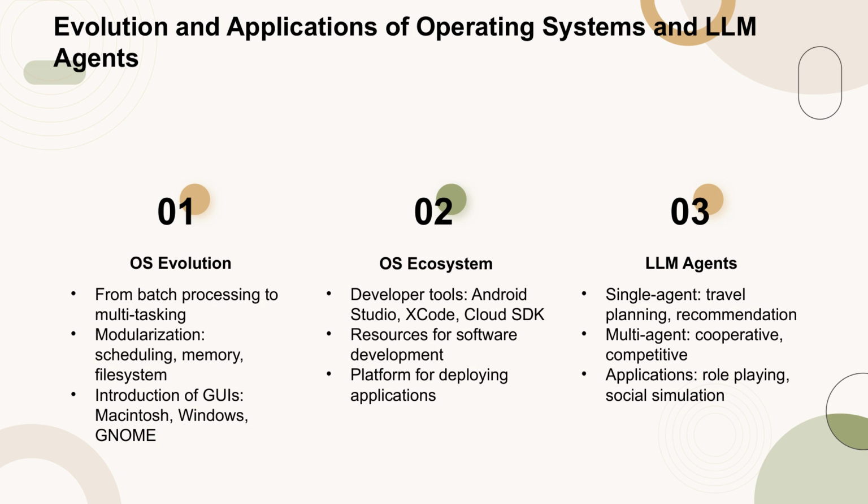On the other hand, large language model, LLM-based agents have been developed for complex task solving. These agents can be single-agent systems, handling tasks like travel planning and personalized recommendation, or multi-agent systems, which can be cooperative, competitive, or a mix of both. Multi-agent systems are used in applications such as role-playing, social simulation, and software development.